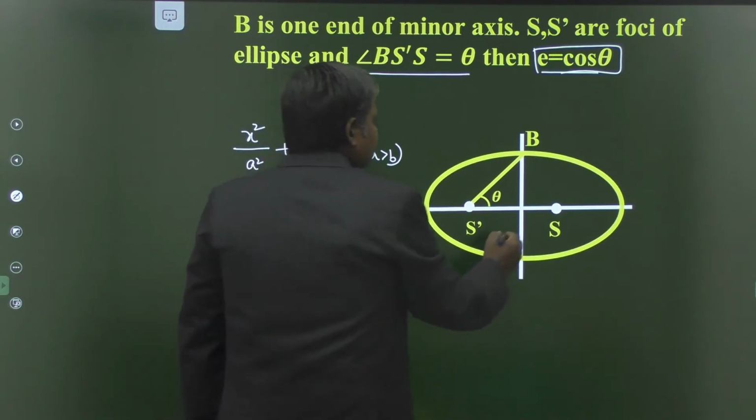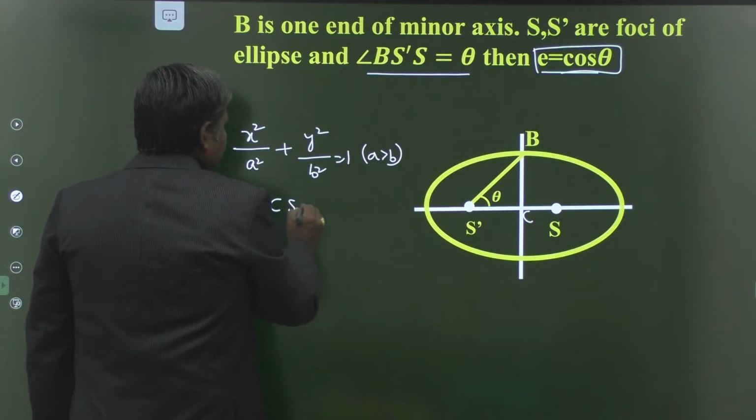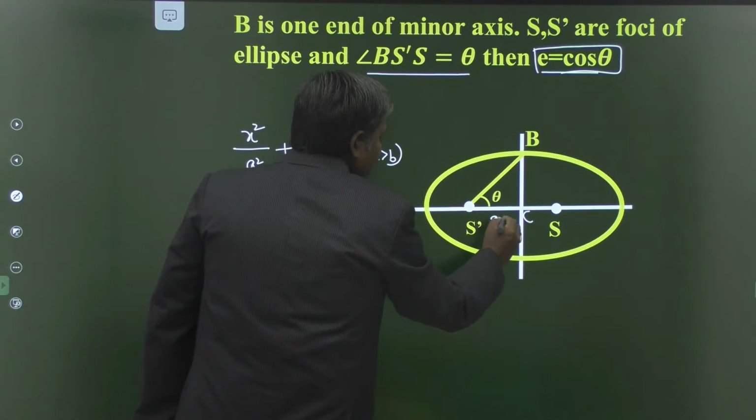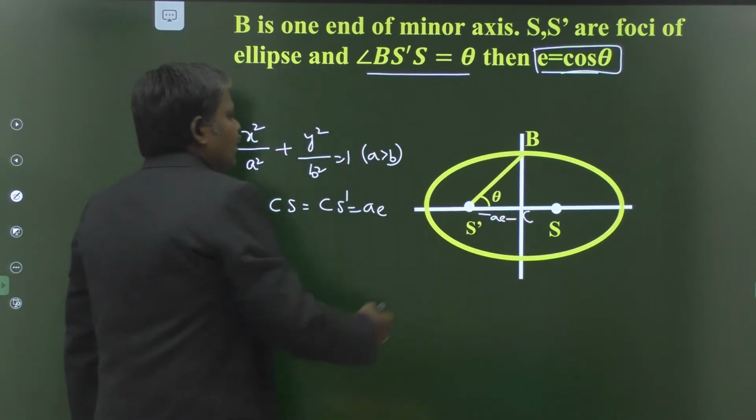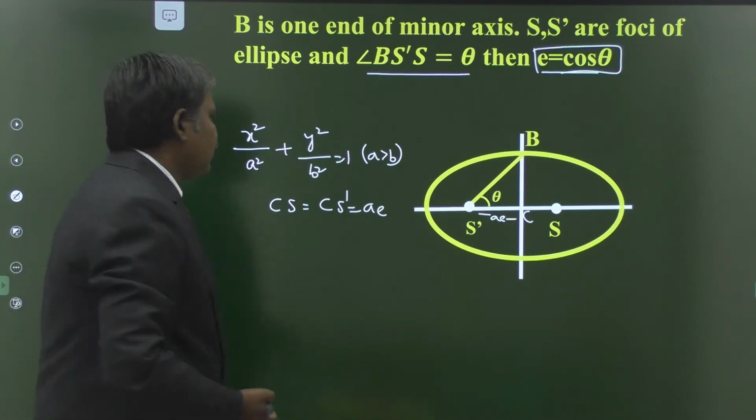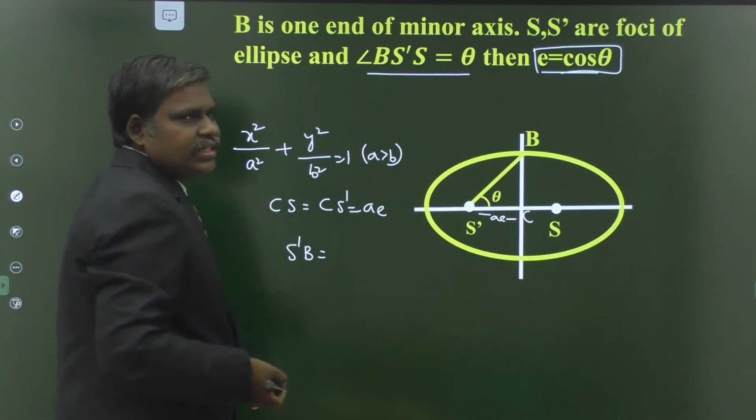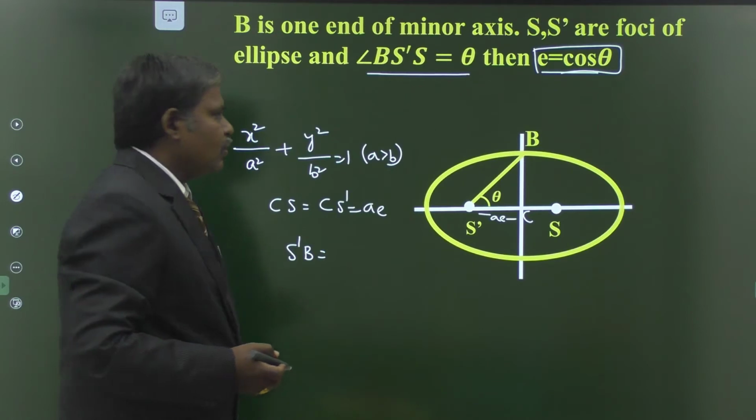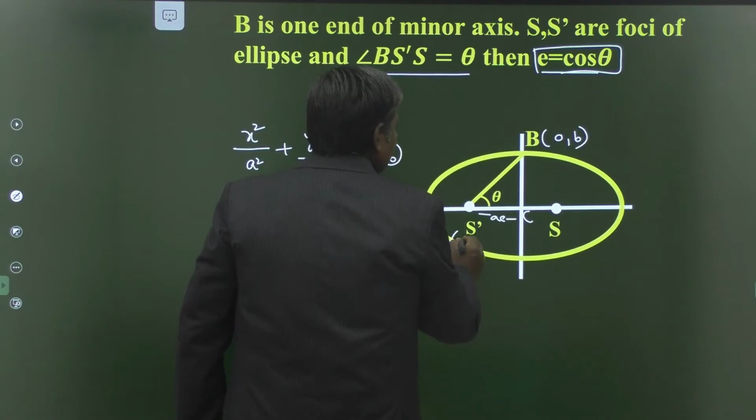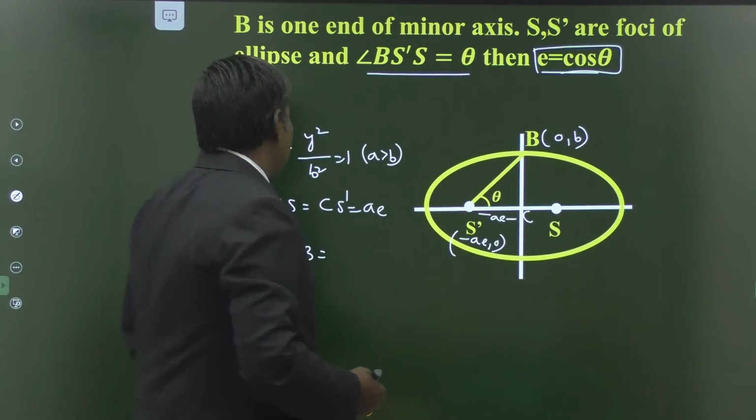All of you know that this is the center of the ellipse. We have CS is equal to CS dash is equal to AE. So the distance from here to here is AE. Once you find the distance, you can easily find cos theta. Am I correct or not? Now S dash B means focal distance of point B. The coordinates of B are 0, B, and the coordinates of S dash are minus AE, 0. So S dash B, can you find or not?